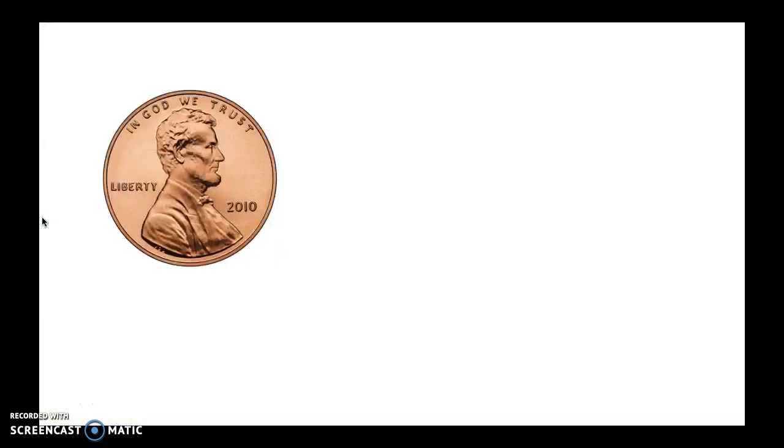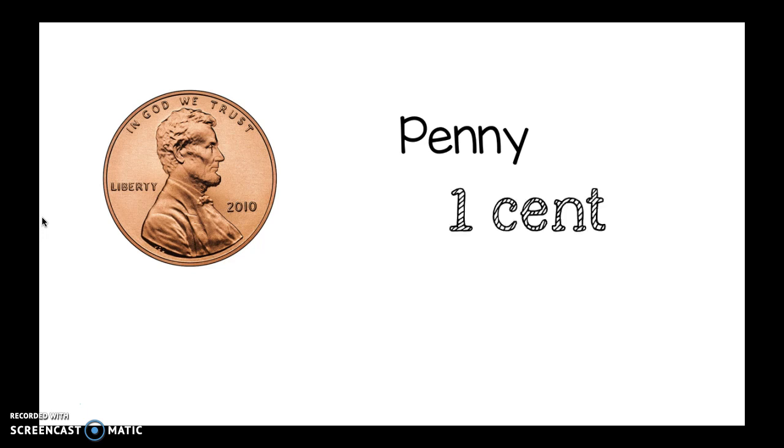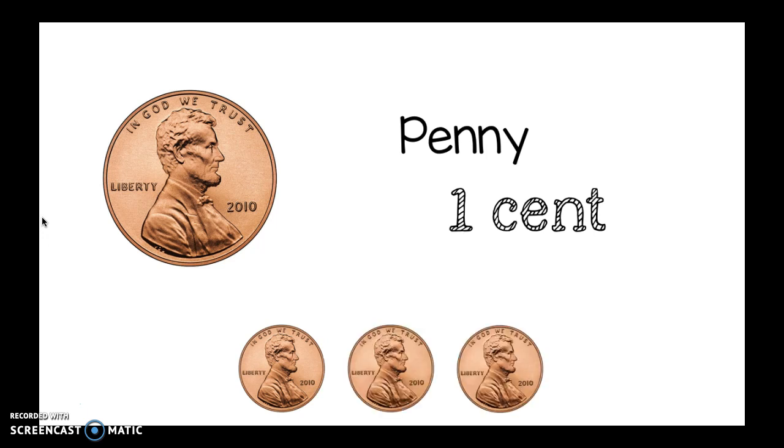So this coin here is what? Did you say a penny? You got it. Good job, friend. Okay, so do you remember what the penny is worth? Yes, it is worth 1 cent. So if I was going to count pennies, and I had 3 pennies here, I would count them as what? Go ahead and count that to yourself. Did you say 1, 2, 3? Great job. 3 cents. We would count our pennies by ones because they're worth 1 cent.